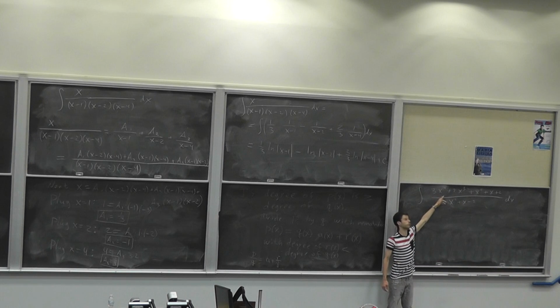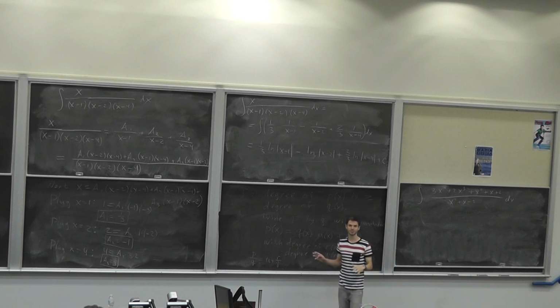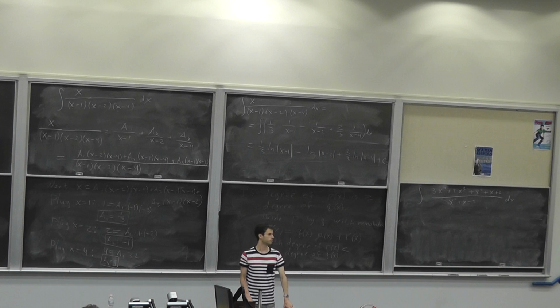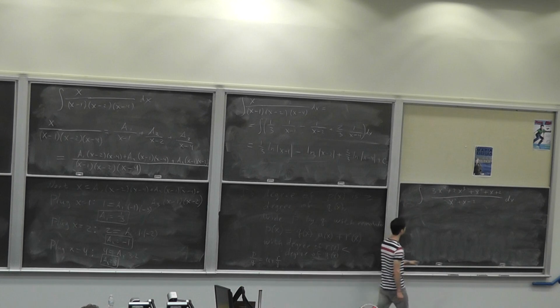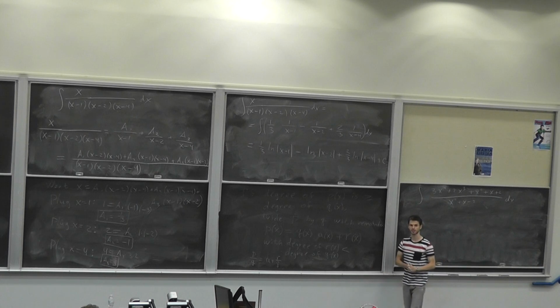The degree of the numerator is 4: the highest power of x in the numerator is 4, and in the denominator it is 2. So unfortunately, the degree of the numerator is not smaller than the degree of the denominator. 4 is larger than 2. So I cannot just decompose it as a sum of partial fractions.